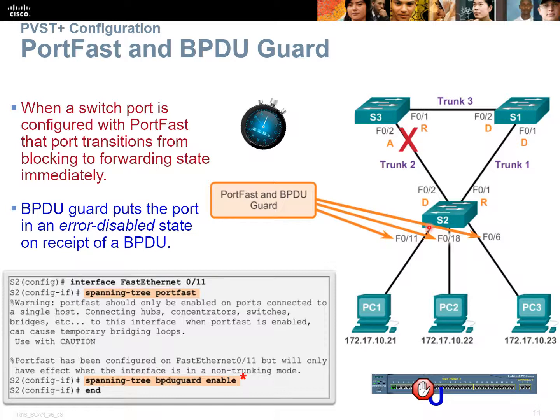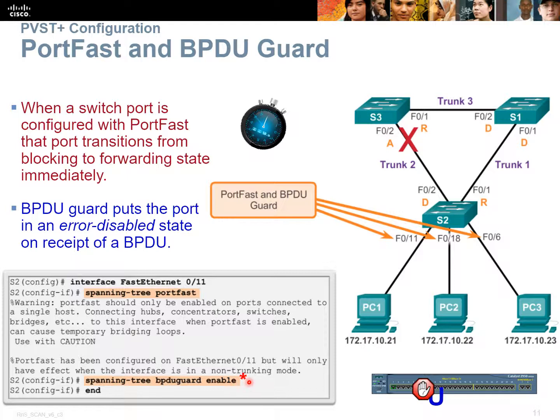And as we know, BPDUs are sent every 2 seconds. And that's why we have this warning when we turn on PortFast. You know, this can cause loops because the timers are 0. So we have to wait 2 seconds for the BPDU and then we can do it. So this is a really great command, spanning tree BPDU guard enable.